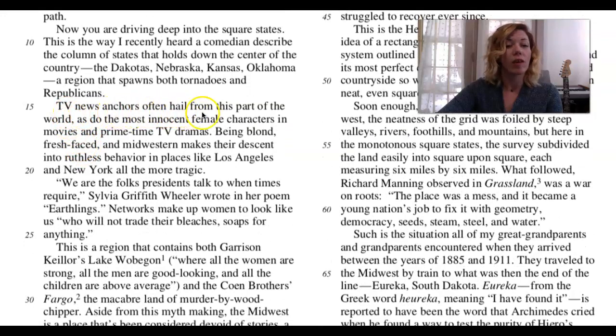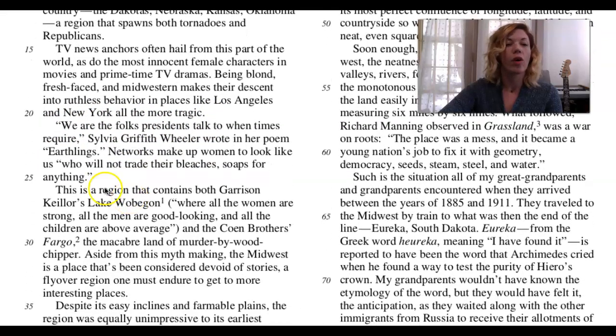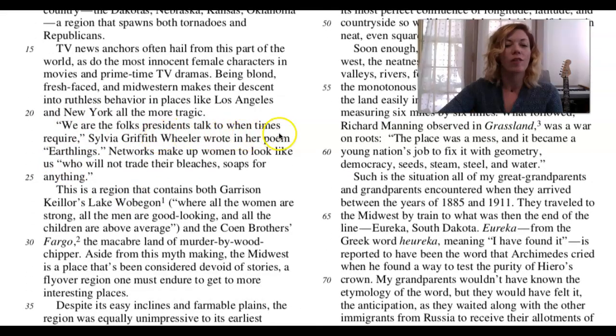TV news anchors often hail from this part of the world, as do the most innocent female characters in movies and primetime TV dramas. Being blonde, fresh-faced, and Midwestern makes their descent into ruthless behavior in places like Los Angeles and New York all the more tragic. "We are the folks presidents talk to when times require," Sylvia Griffith Wheeler wrote in her poem Earthlings. "Networks make up women to look like us, who will not trade their bleaches, soaps, for anything."